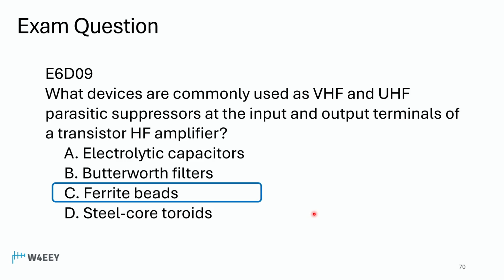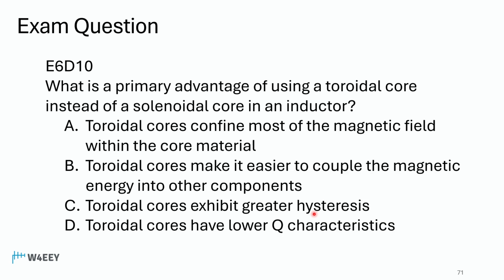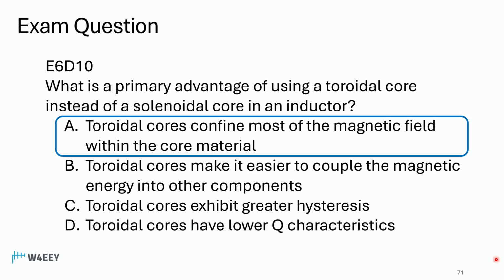Charlie. Yep, that's our ferrite bead friend. Ferrites are your friend. Filters. What is a primary advantage of using toroidal core instead of a solenoidal core in an inductor? A. Alpha. It is alpha, right? Toroidal cores confine most of the magnetic energy, magnetic field within the core material.